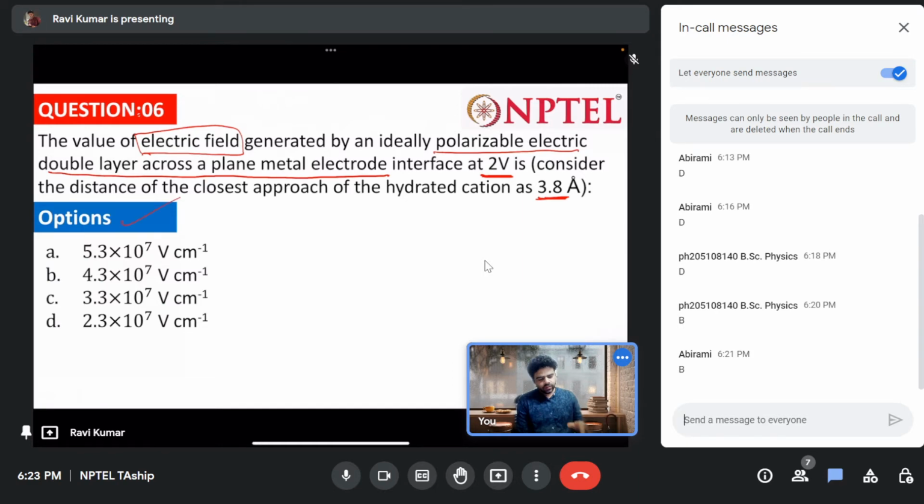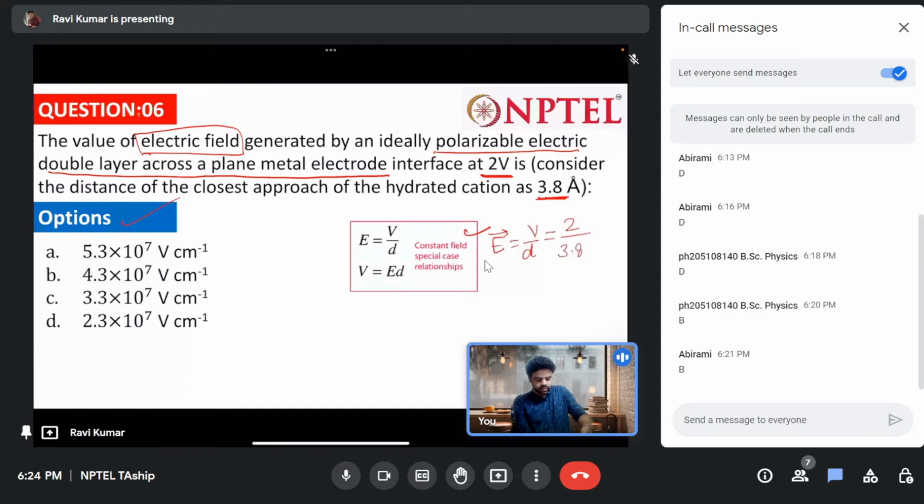For your help, I am giving you a hint. Electric field will be just V divided by D. And here, what is V and what is D? Only two quantities are given. So you can see V is 2 volt and D is 3.8 times 10 raised to the power minus 10 meter.